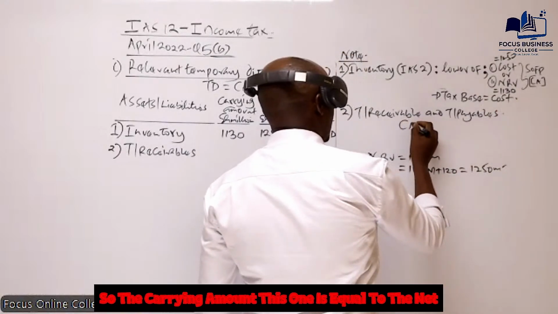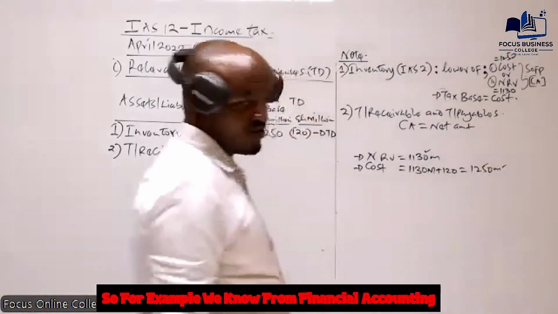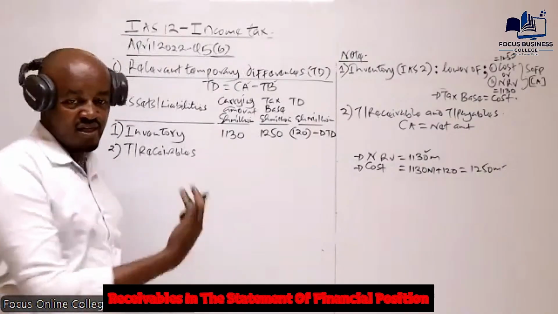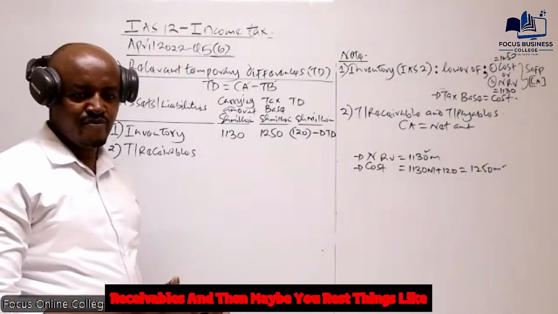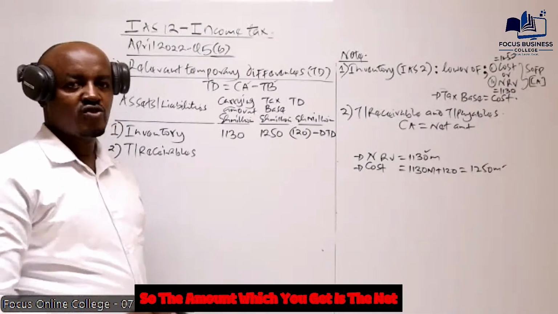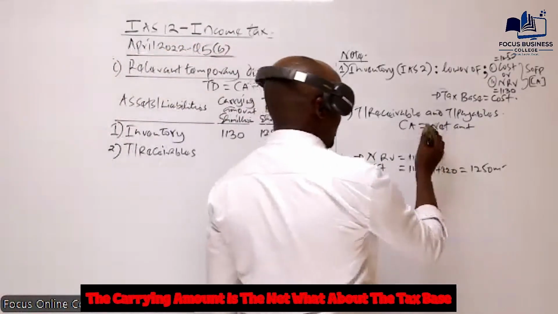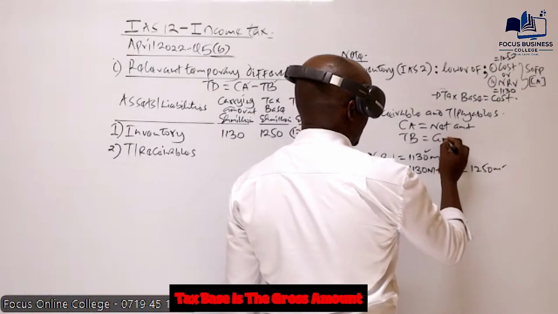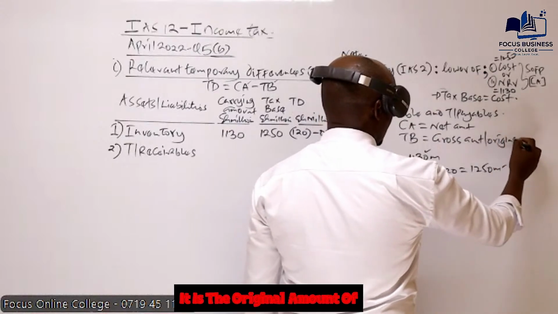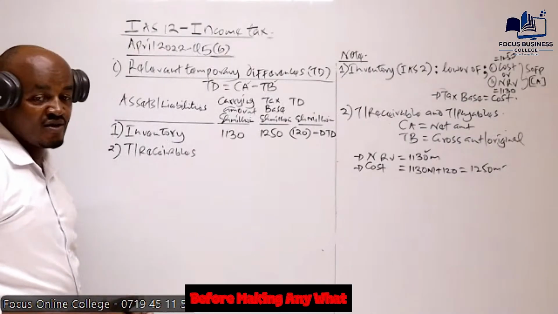The carrying amount is equal to the net amount. For example, we know from financial accounting, whenever you're recording receivables in the statement of financial position, you take receivables and then maybe you less things like the allowance or the provision for doubtful debt. The amount which you get is the net amount. So the carrying amount is the net. What about the tax base? Tax base is the gross amount. It is the original amount of receivables before making any adjustment.